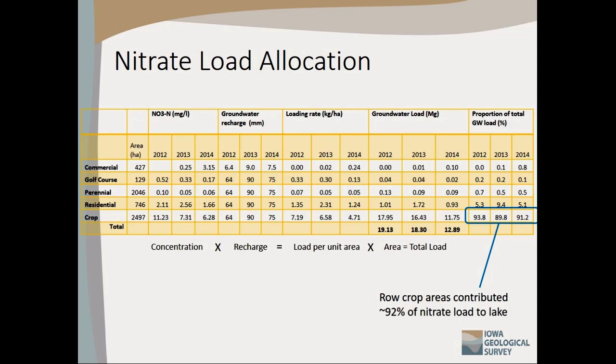Not a huge surprise to anybody here, 92% of the nitrate load to the lake was coming from row crop areas. Interesting, again, the golf courses were very low, not that I keep picking on that.